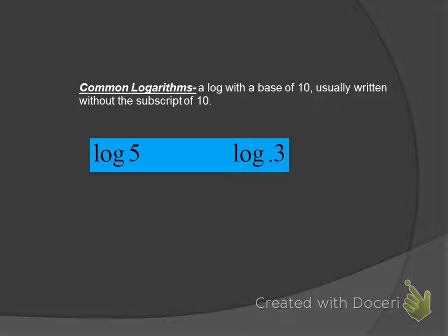Okay, a common log is a log with a base of 10. Not a log of something, right? Log base 10 of 5, for example. This would be like log base 10 of 5, log base 10 of 0.3. But 10 is the most common one we use, so they just got to the point where, we ain't going to write it no more. And that's what they do.